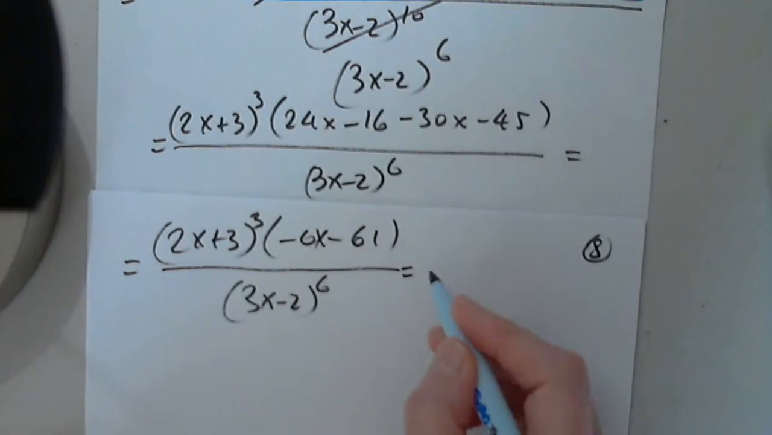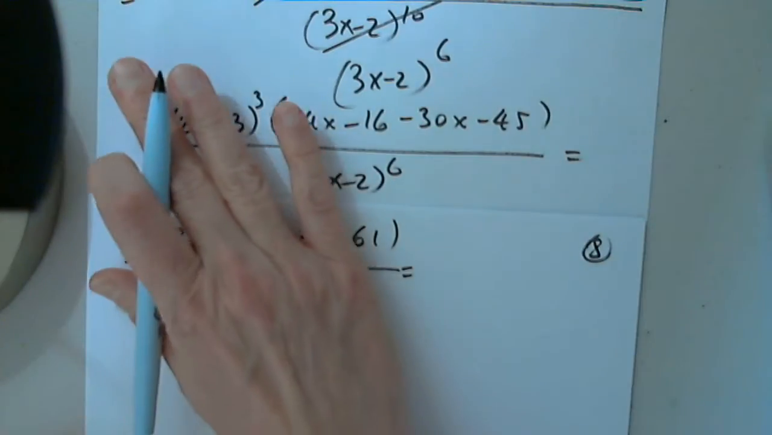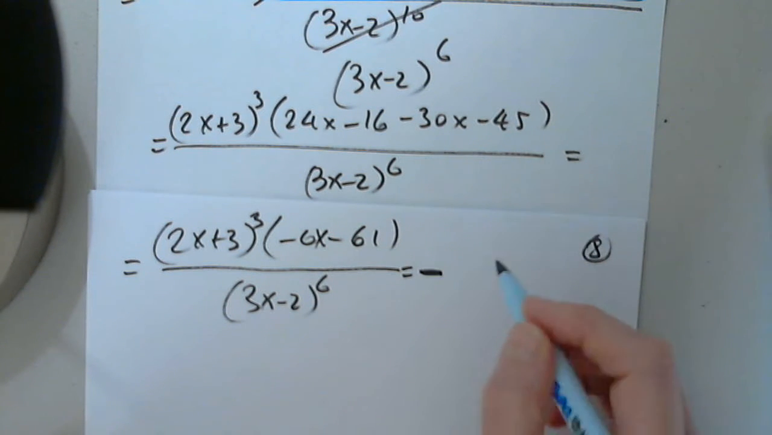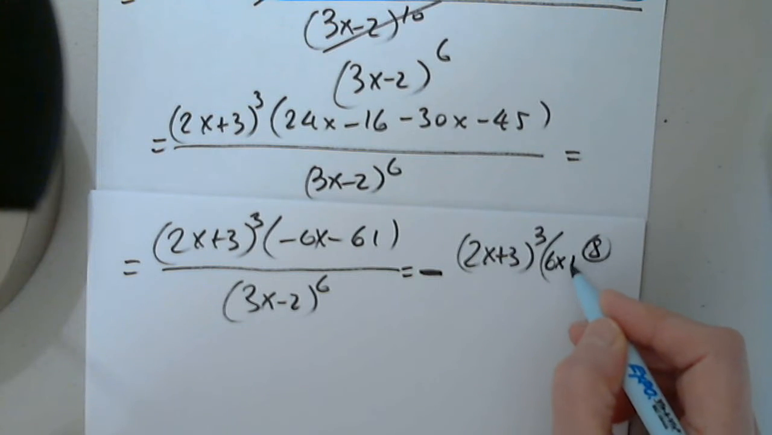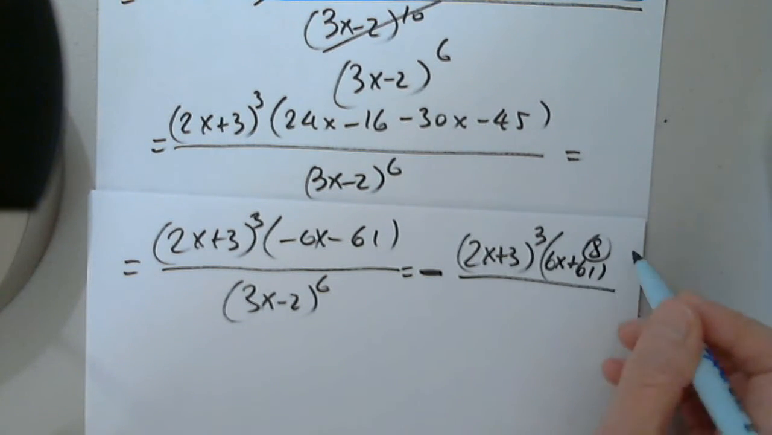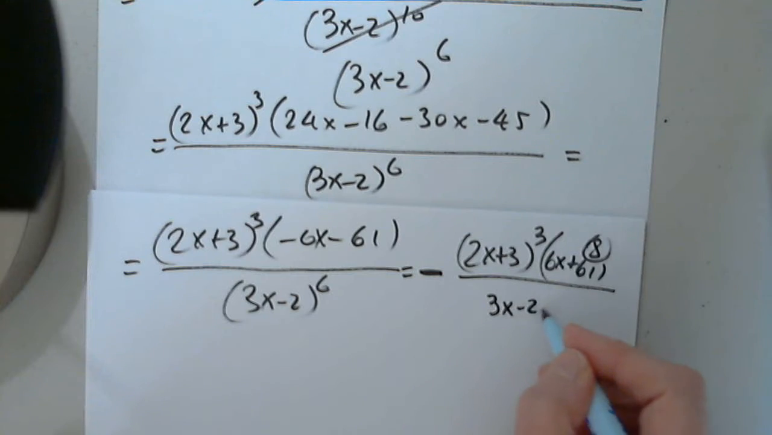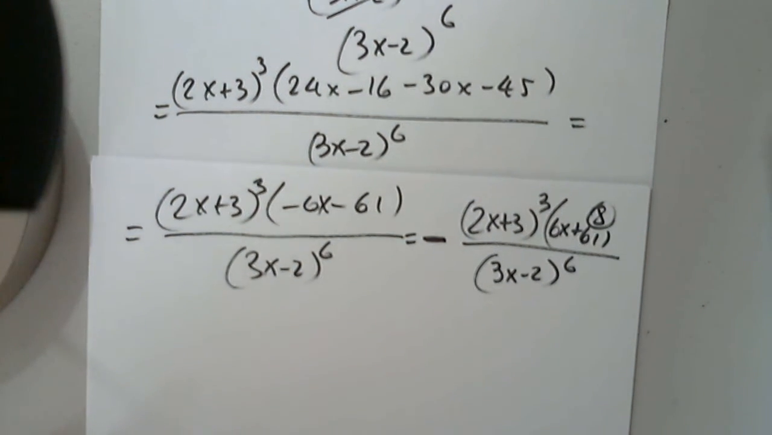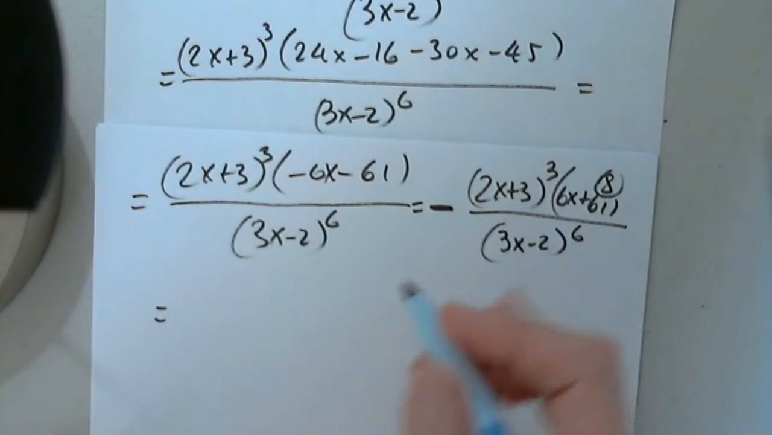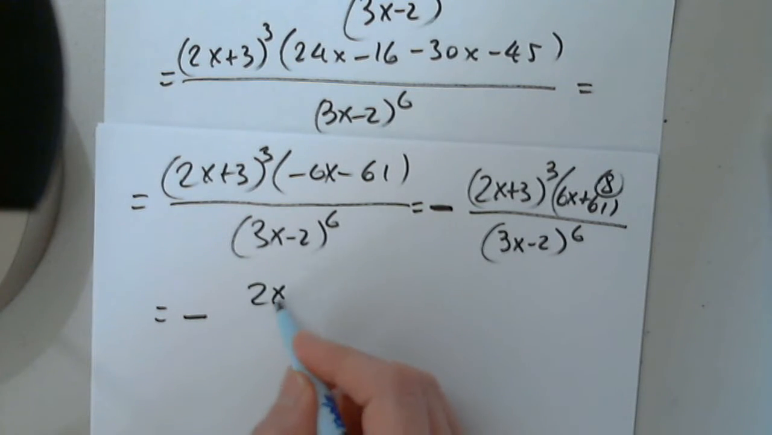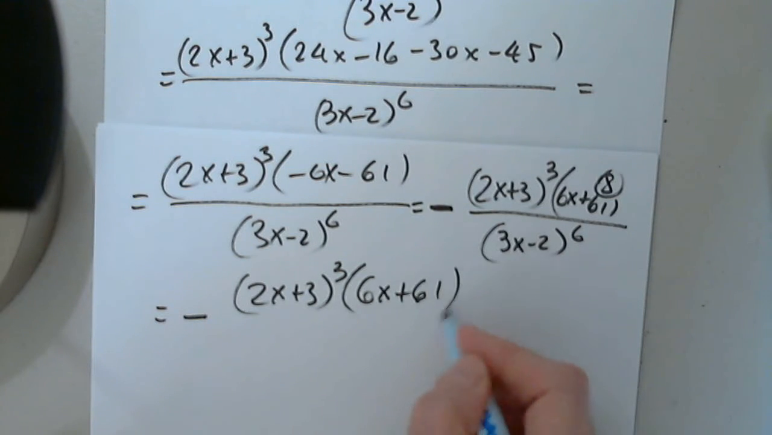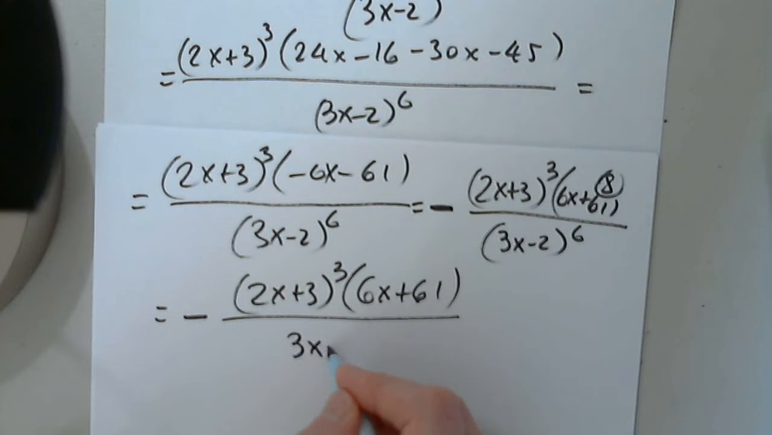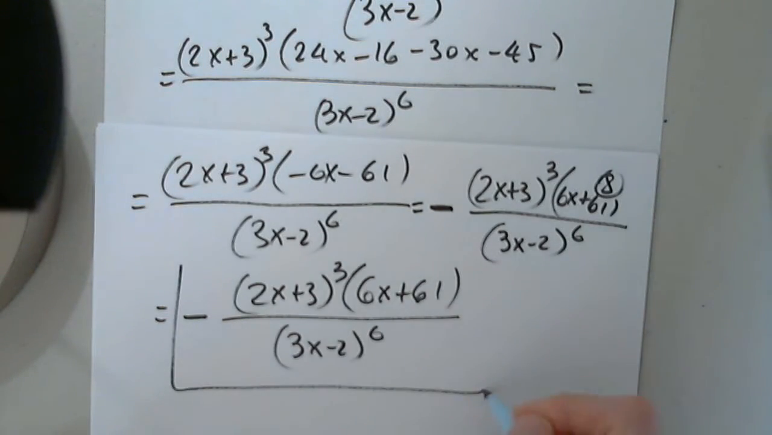So the negative should come out. It's okay, I'm fine with this, but I recommend this. 2x plus 3 to the third, 6x plus 61. Of course, I crashed my page number. And 3x minus 2 to the sixth. Let me write it here one more time so it's not confusing over there. So 2x plus 3 to the third, and then 6x plus 61 over 3x minus 2 to the sixth power. This is it.